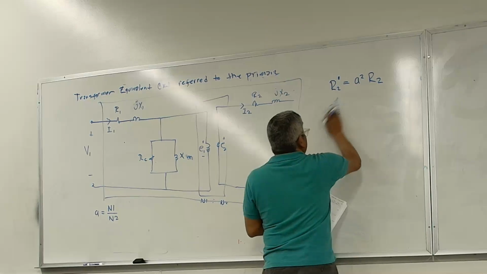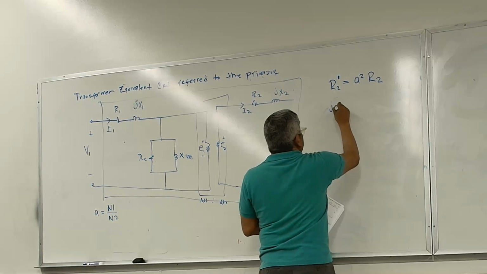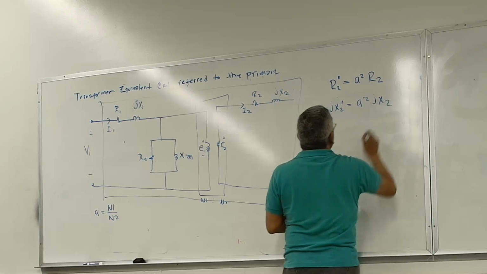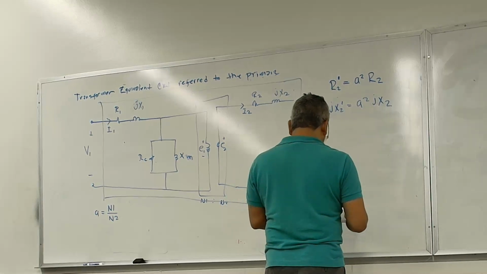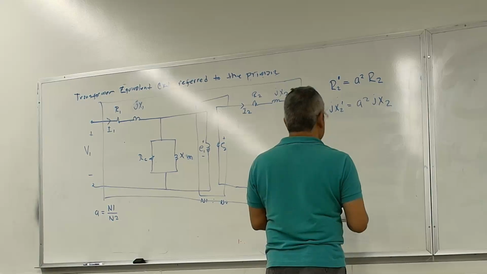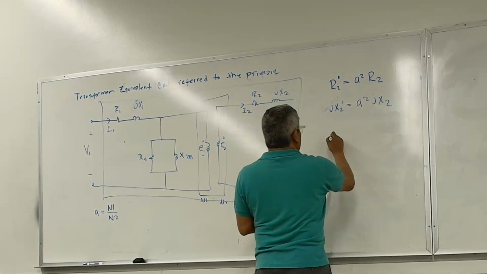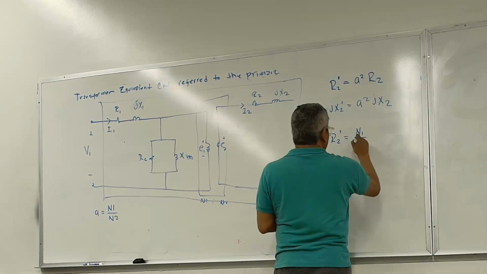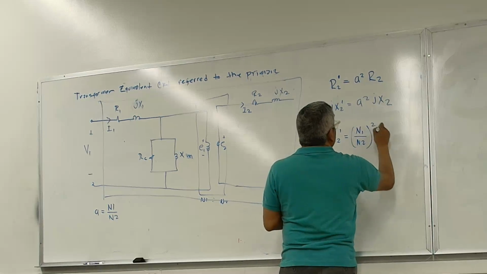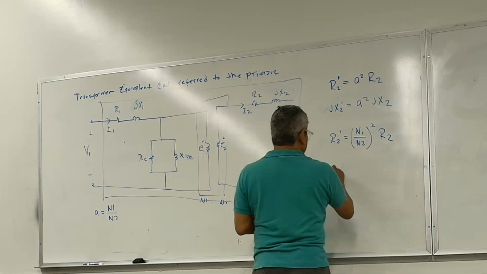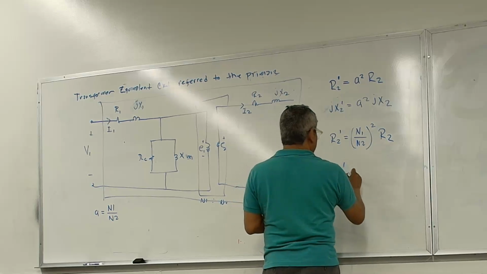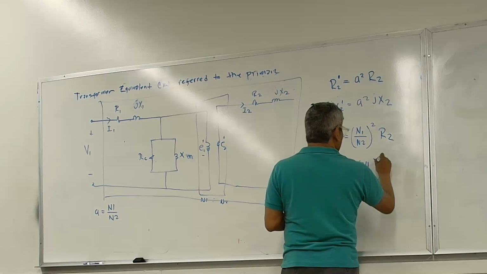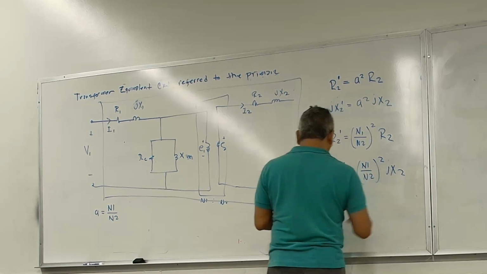JX2 prime is equal to A squared times JX2. Okay? Or you can say again, R2 prime is equal to N1 divided by N2 squared times R2. That's another way to write it. And JX2 prime is equal to N1 divided by N2 squared times JX2.